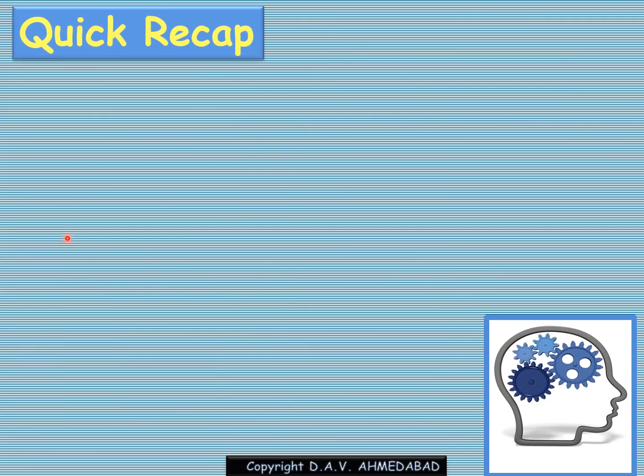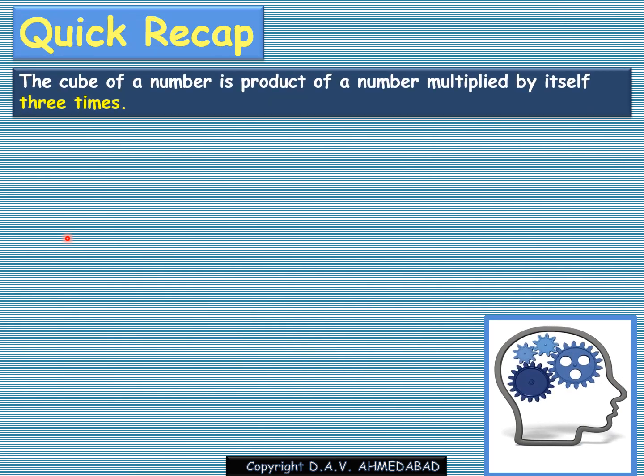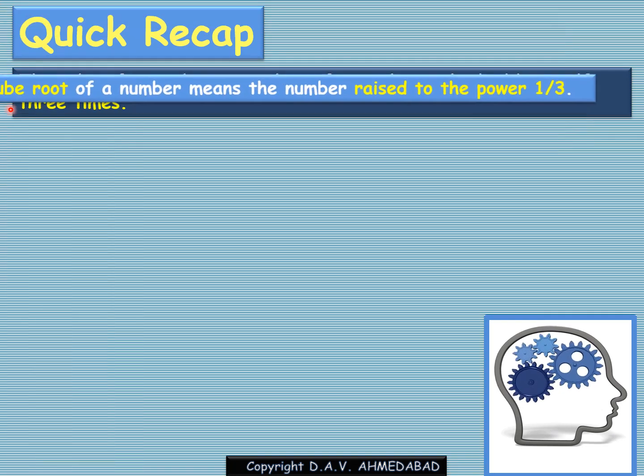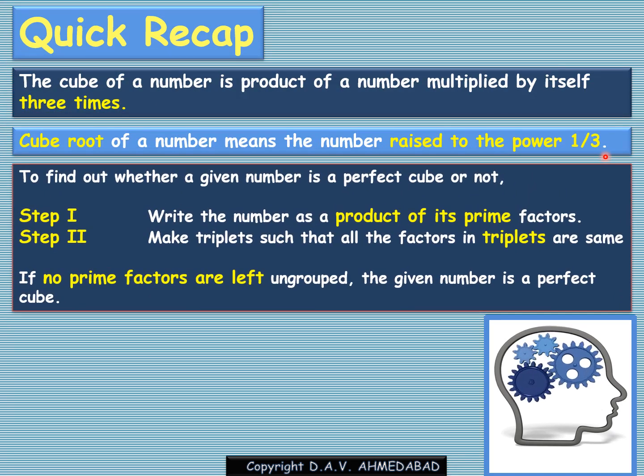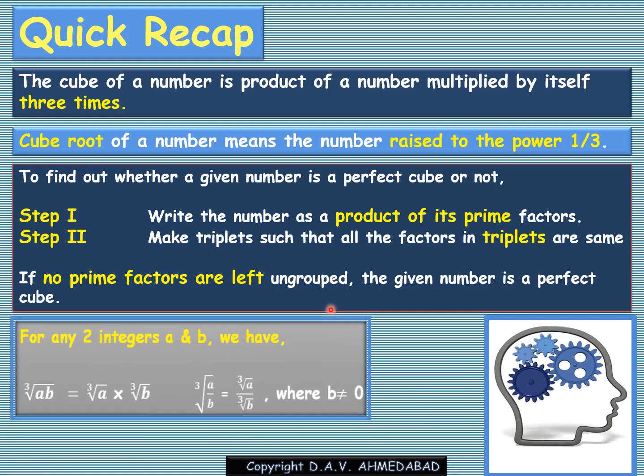So let's have a quick recap. Cube of a number is the product of a number multiplied by itself 3 times. And cube root of a number means the number raised to the power 1 by 3. Now, to find whether a given number is a perfect cube or not, step 1: write the number as a product of its prime factors. Step 2: make triplets such that all the factors in triplets are same. If no prime factors are left ungrouped, the given number is a perfect cube.